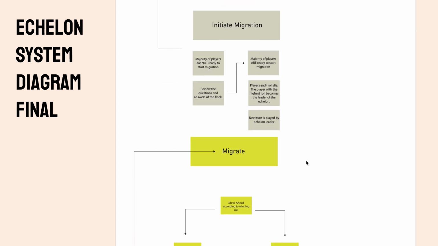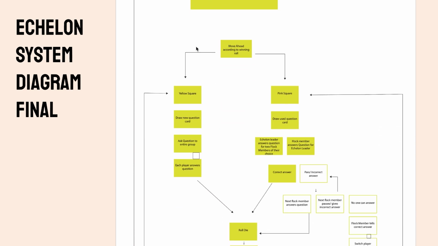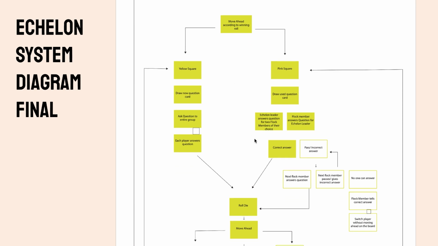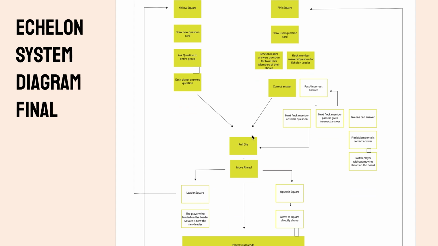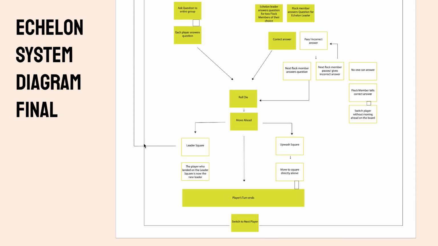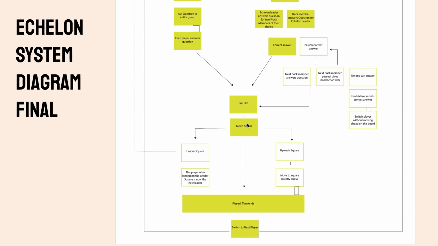And then in this phase, it goes into the migration phase, which shows just the way that they interact with the board now. At first, it was only with the cards, but now the board comes in. So over here you can see it. It describes if you land on a yellow or a pink square, what your action will be. Then your next action, whether you get the correct answer or not, and then the different options that can come from that. And then moving ahead. And this just repeats this stage until it reaches the very end.